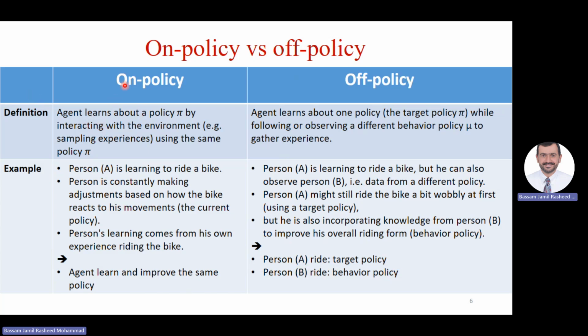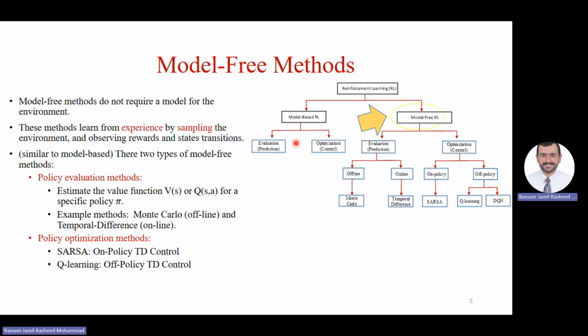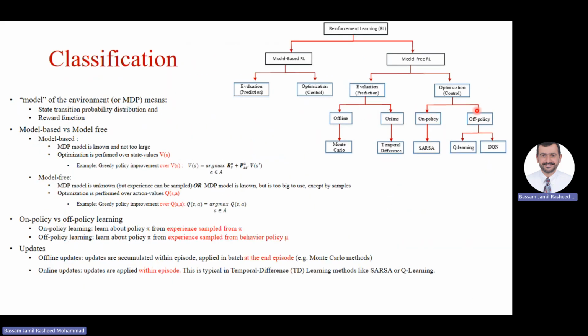So now let's take a look at the definition. On-policy: the agent learns about policy pi by interacting with the environment, that means sampling experiences using the same policy pi. Whereas off-policy, the agent learns about one policy, which is the target pi, while following or observing a different policy, like the different person riding the bike, by observing a different behavioral policy mu to gather experiences. So again, if you are learning and improving from your own policy, then this is on-policy. If you are observing a different policy to improve your own policy, that's off-policy. That is the deal about on-policy and off-policy, which comes into optimization of model-free reinforcement learning.